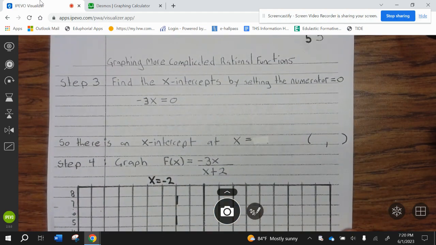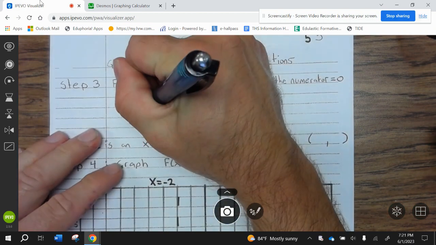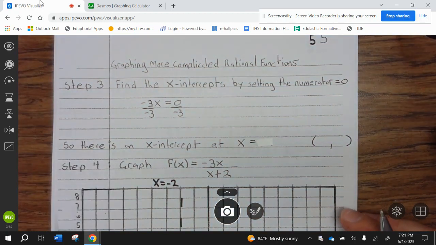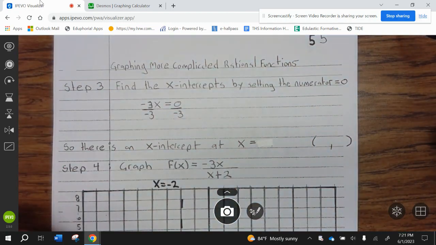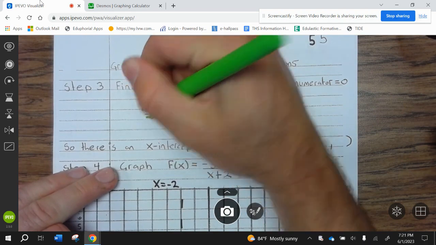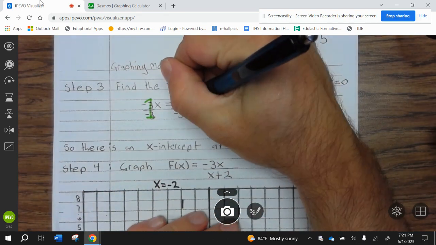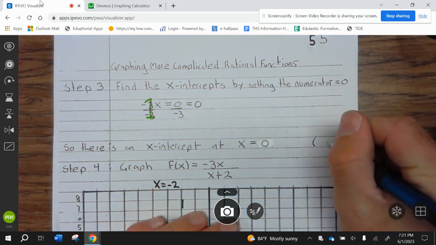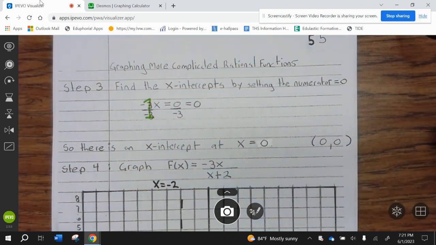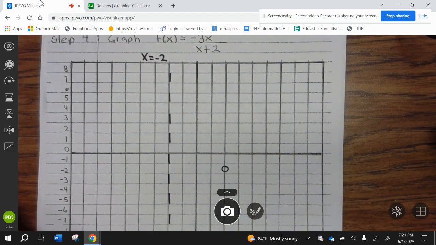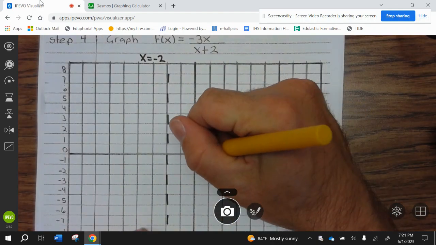All right, step 3. Find the x-intercept. So we set the numerator equal to 0. So we divide by negative 3. So that divides and becomes 1. So x equals 0. So you have an x-intercept at 0, 0. Let's go ahead and graph that point. So, point at 0, 0.